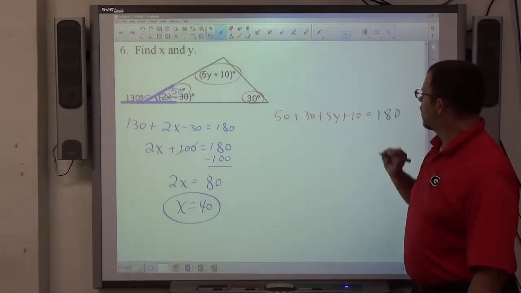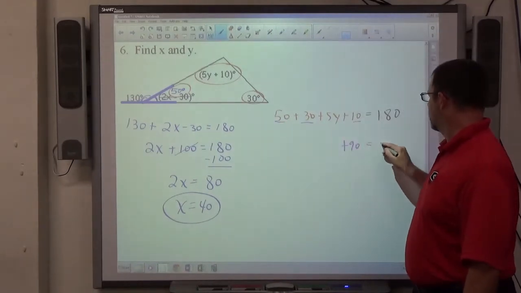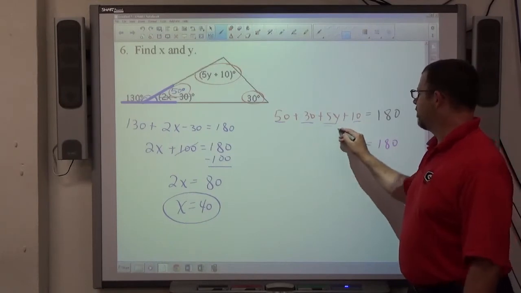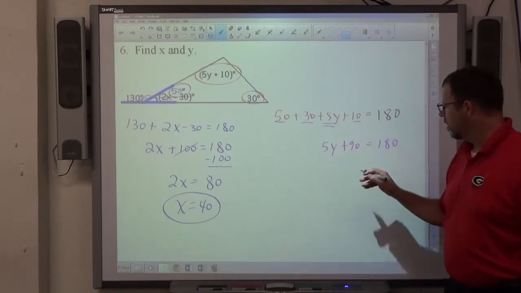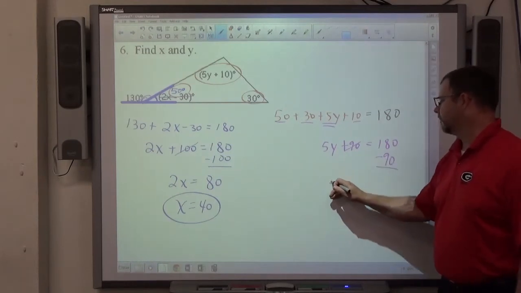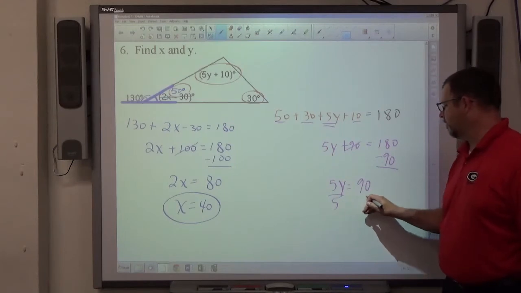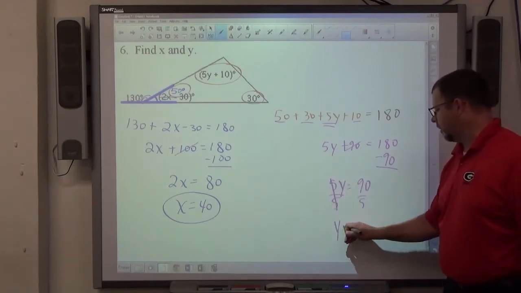And then it's just a matter of solving that equation. 50 and 30 and 10 make plus 90. 5y doesn't have any like terms, nothing happens to it. We move the 90 to the other side, we change its sign to allow for that. 5y equals 90, divided by 5 gives me y equals 18.